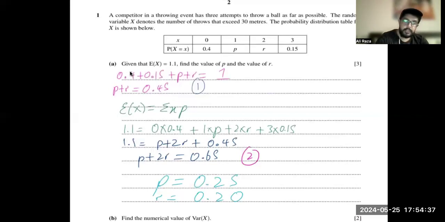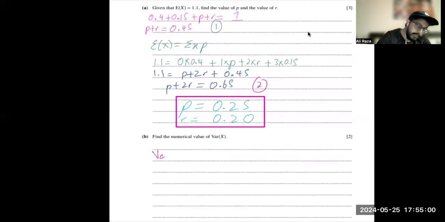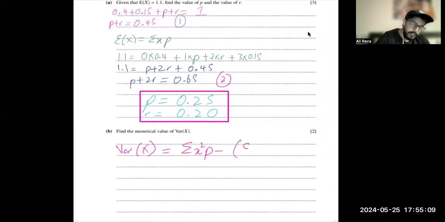In part B, we need to find the numerical value for variance of x. Variance has the formula summation of x squared times P minus square of the expected value.